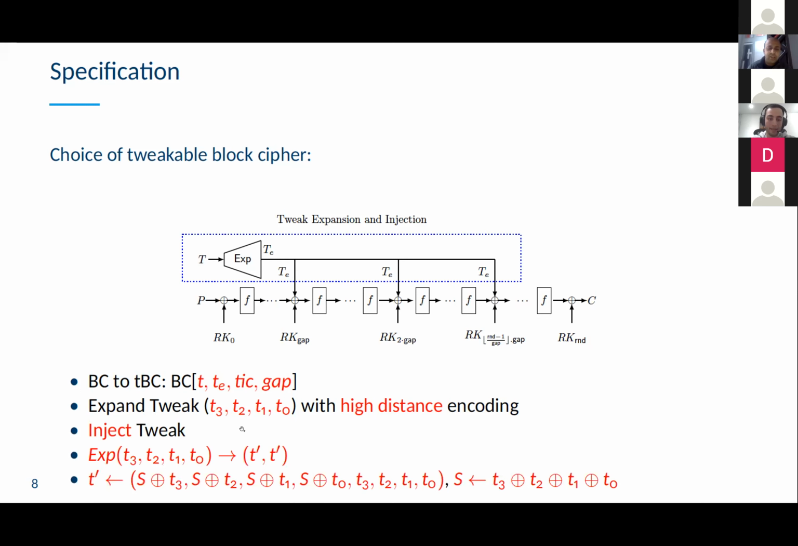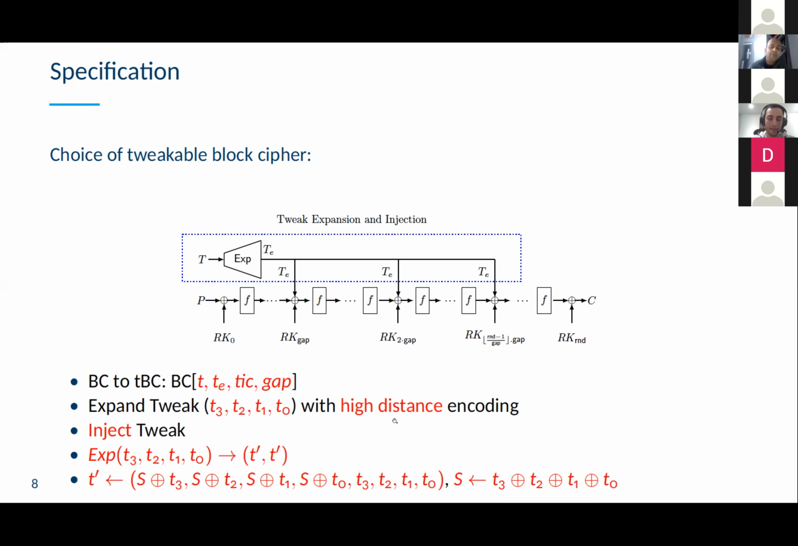And the expansion function looks like this. T0, T1, T2, T3 go to T prime, but T prime is an 8-bit expanded tweak. So this T0, T1, T2, T3 to T prime is a 4-bit 4-distance encoding. So T prime is an 8-distance encoding. Okay, this is the idea.